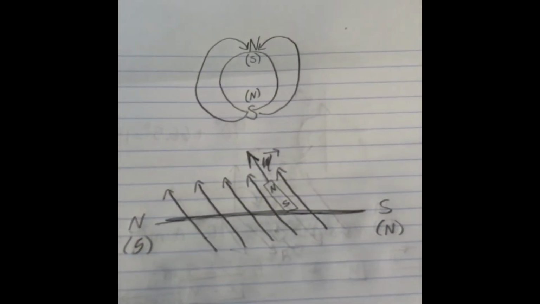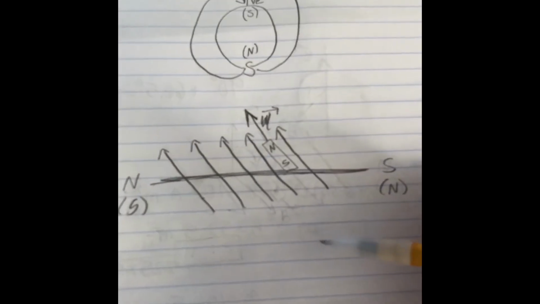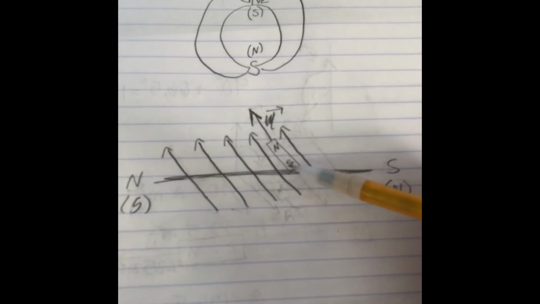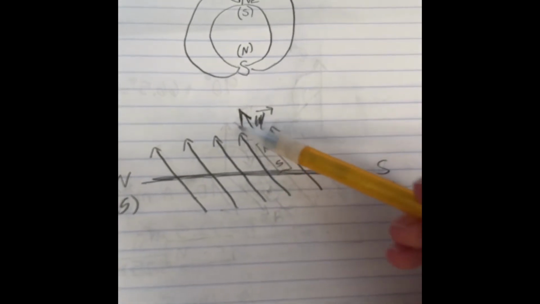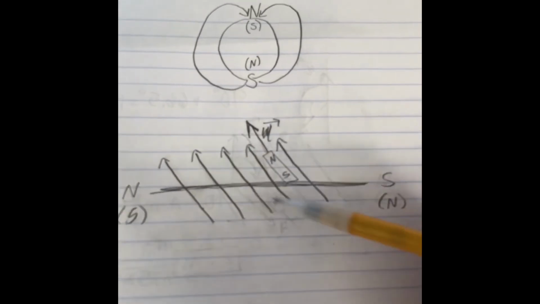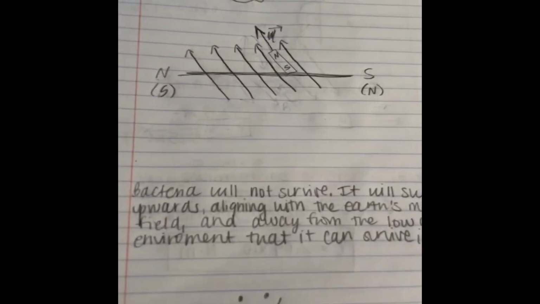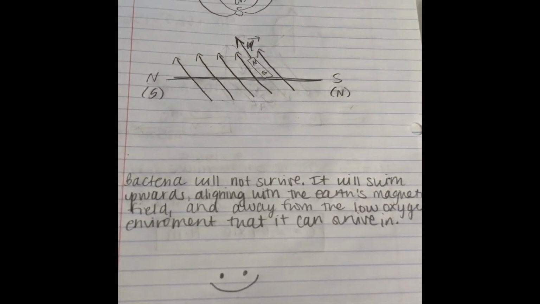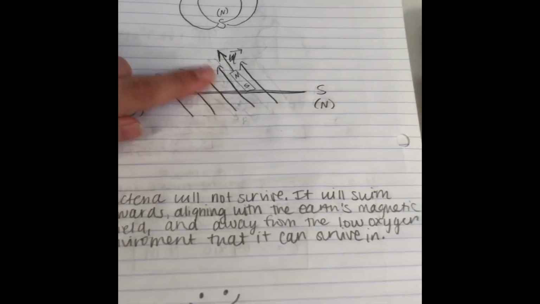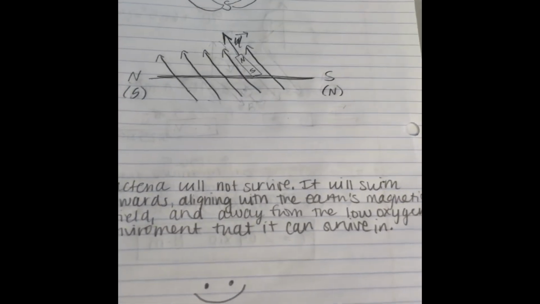This diagram shows once the bacteria is aligned with the Earth's magnetic field. So we can see it went from here to aligning with the Earth's magnetic field, which is pointing toward the north, and so its dipole moment will point to the north and upwards. And to answer the question based on this diagram, we see that bacteria will not survive because it will swim upwards, aligning with the Earth's magnetic field, but this is away from the low oxygen environment, which is down below, and it can only survive in this low oxygen environment.